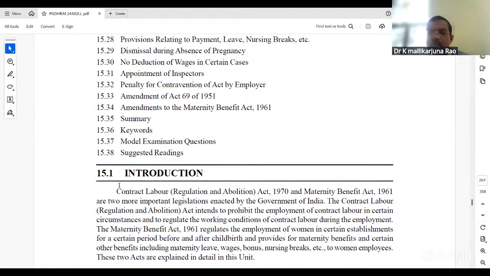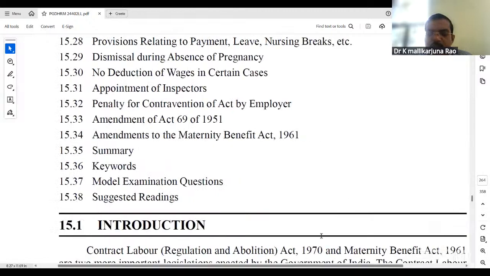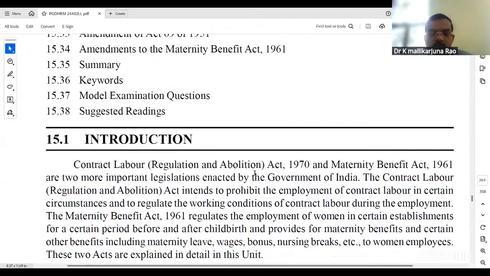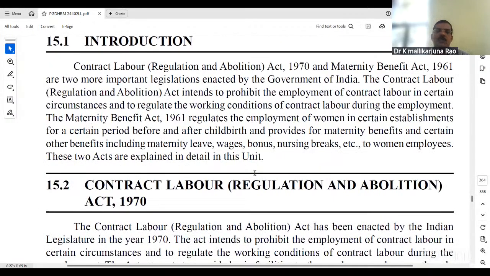The Contract Labor Act is intended to prohibit the employment of contract labor in certain circumstances and to regulate the working conditions of contract labor during employment. Just as other employees get certain benefits or privileges, the same should be applicable to contract laborers also. That is the reason a separate act was enacted, to extend these legislative provisions to contract laborers.